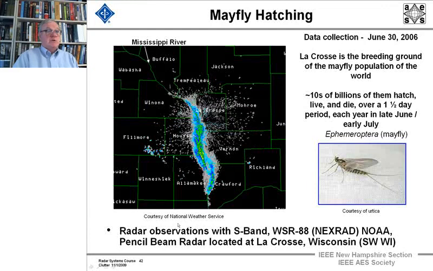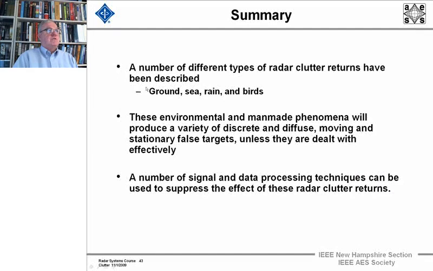In summary, a number of different types of radar clutter returns have been described: ground, sea, rain, birds and insects. These environmental and man-made phenomena will produce a variety of discrete and diffuse moving and stationary false targets unless they are dealt with effectively. And there are a number of signal processing and data processing techniques that can be used to suppress these radar clutter returns. One has to be very, very careful of their effects, because even though the tails of the distributions may seem small, or not what might bother a radar signal processor or a data processor, they can be clearly, as we'll see later on, a big, big effect in false alarms.